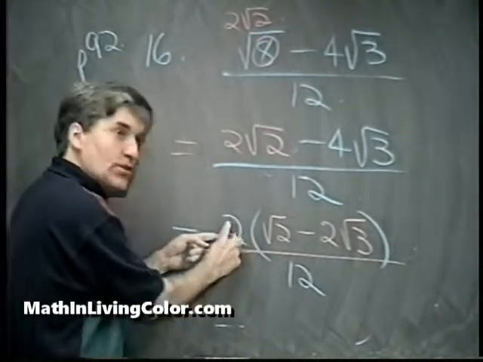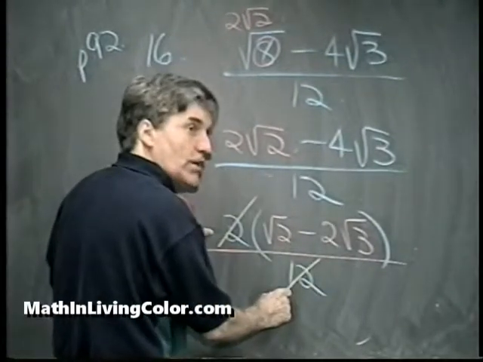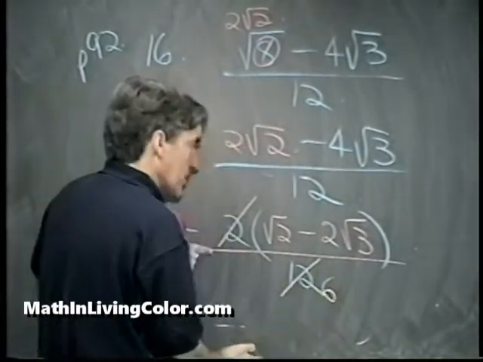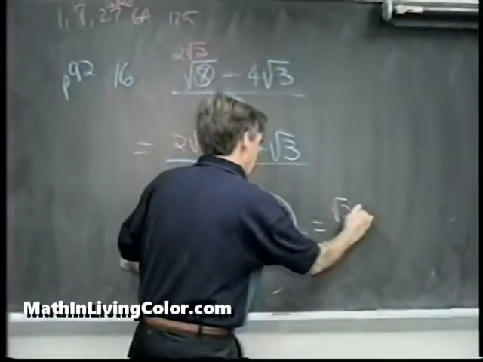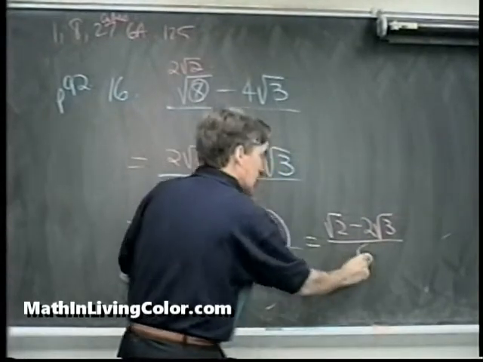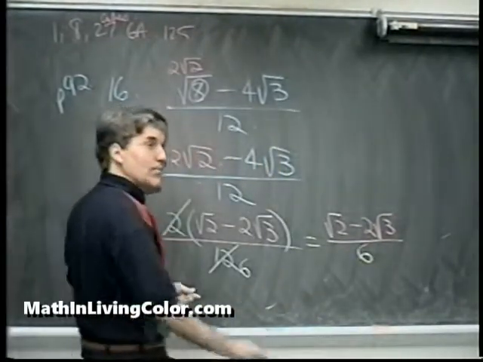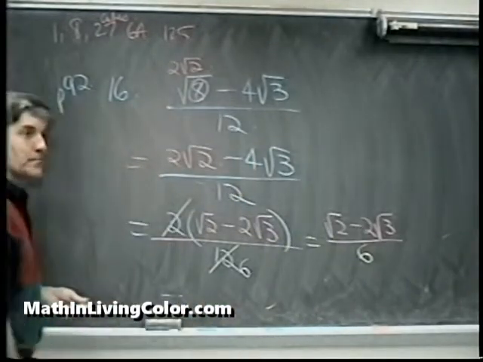Now, can you reduce this? Yes, because this 2 is a factor. So now you can reduce the 2 by dividing into the 12, and it goes 6 times. So my final answer on this one is going to be the square root of 2 minus 2 square root of 3 divided by 6. Anybody tempted to divide out the 2 here? No. Okay, any question on that?